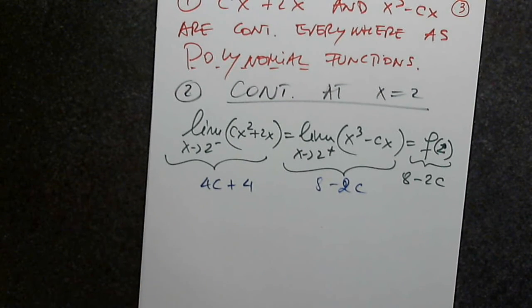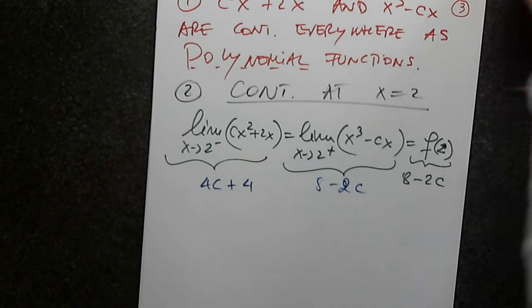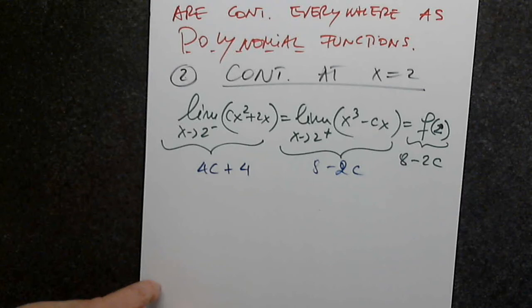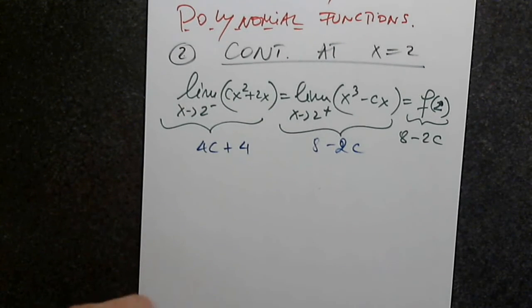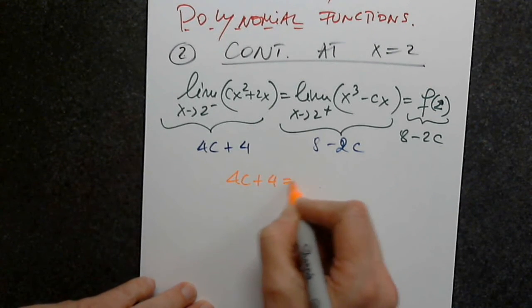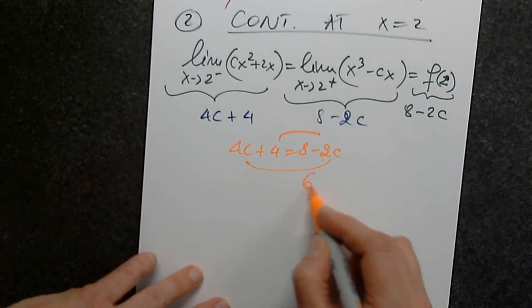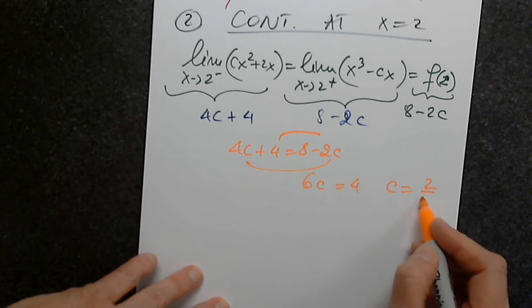Good. So now how many parameters, how many unknowns, if you want, do we have in this problem? Exactly. How many equations do we need? 1. Good. So can anyone give us the equation we have to solve that will give us C, that particular C and the only C that makes this function continuous everywhere? Excellent. So I move to C and I move 4. I get 6C equals 4, or C equals 2/3.